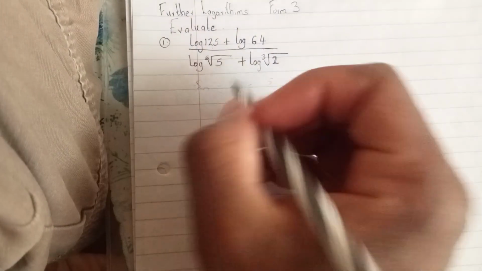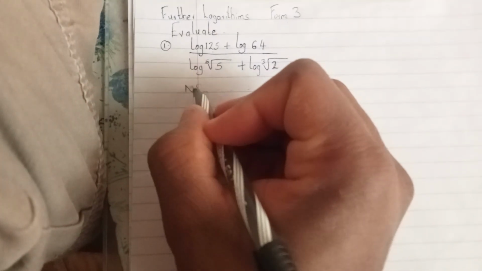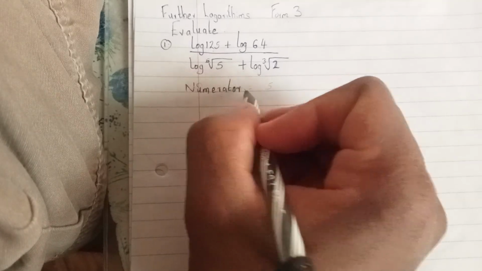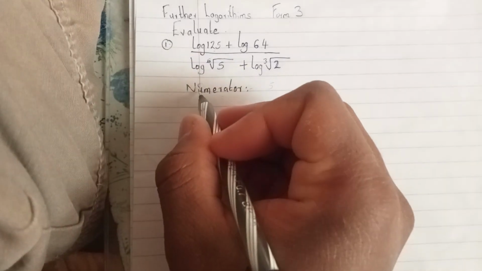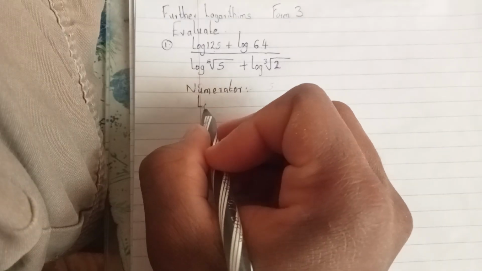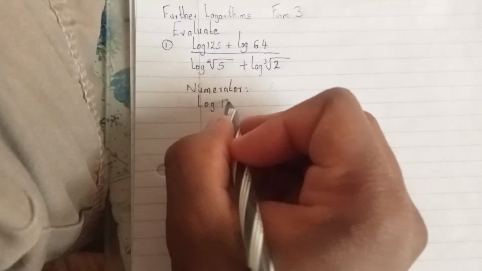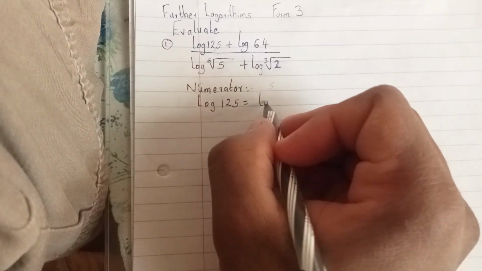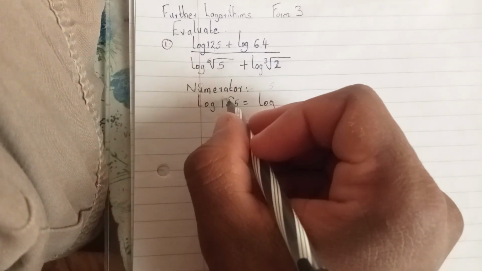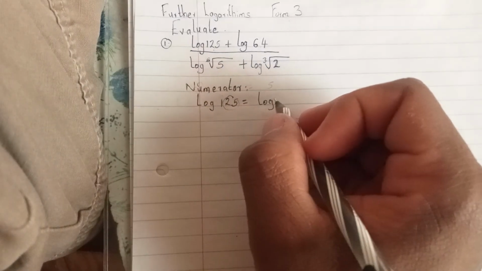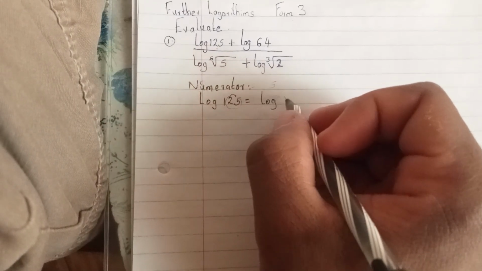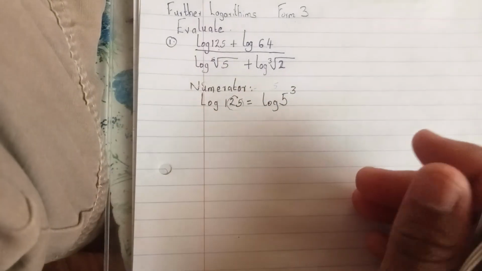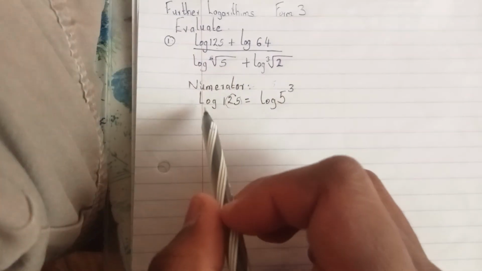So let us first deal with the numerator, right? Let us say that log 125 is equals to log. Now we write this 125 as a power form, of which you know that 125 is the same as 5 cubed. Hope that we are clear. So we just write this one step by step.